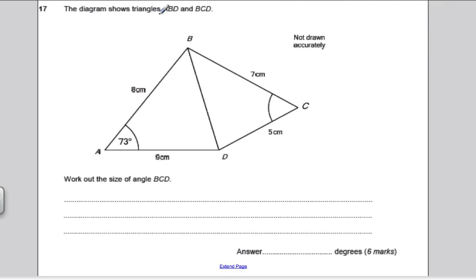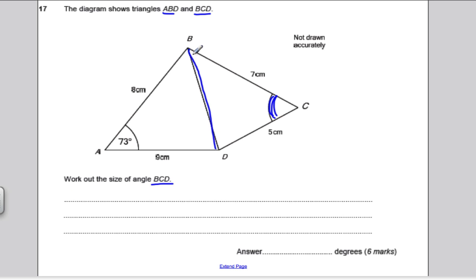And question 17, the diagram shows 2 triangles ABD and BCD. Work out the size of angle BCD. So we want to work out BCD, this angle here. Okay, well, in order to be able to do that, we would need this side here, this side BD, because we don't know any of the angles inside this triangle. So let's try and work out this side here.